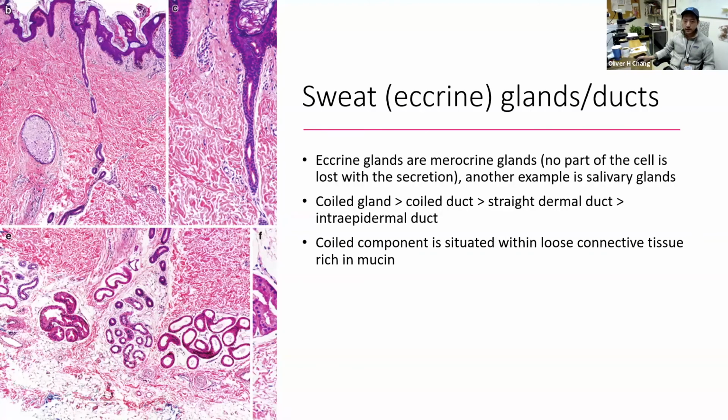Sweat glands, the coil contains both the glandular component and the ductal component. And then the ductal component will exit as a straight line all the way to the surface of the skin. And these don't attach to a hair follicle, they just exist on their own. And they're situated within this loose connective tissue and ground substance. It's usually rich in mucin. So if you get a mucin stain, don't be surprised if the area around eccrine glands lights up.